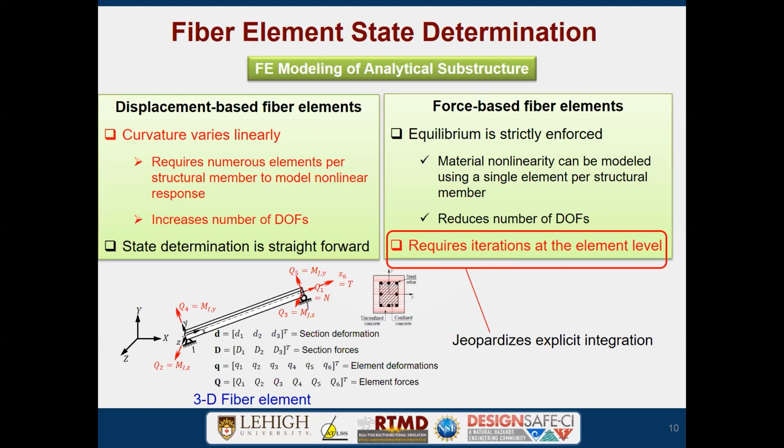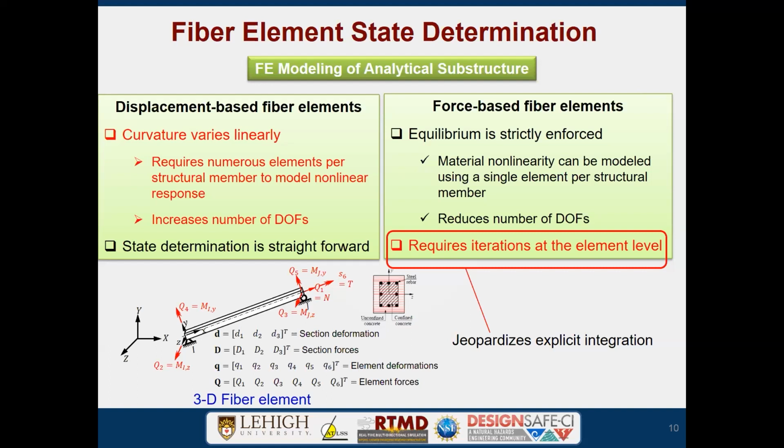So those higher numbers of degrees of freedom can be a concern for real-time hybrid simulations. That's why we prefer the force-based fiber element, because the material nonlinearities can be modeled using just one single element per structural member. It can significantly reduce the number of degrees of freedom. However, the force-based fiber element still has its own obstacles because it requires iterations at the element level. It can jeopardize explicit integration, right?